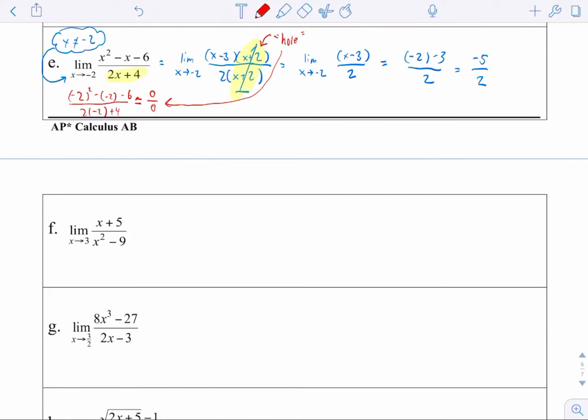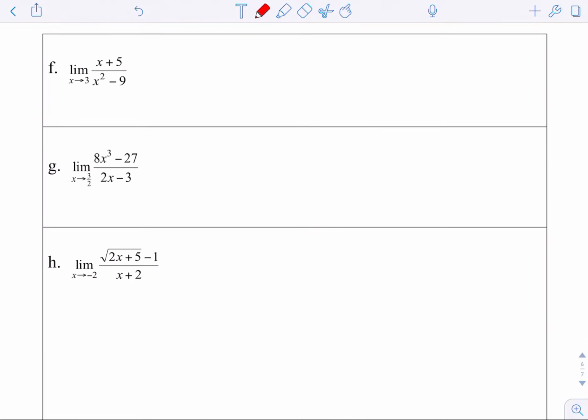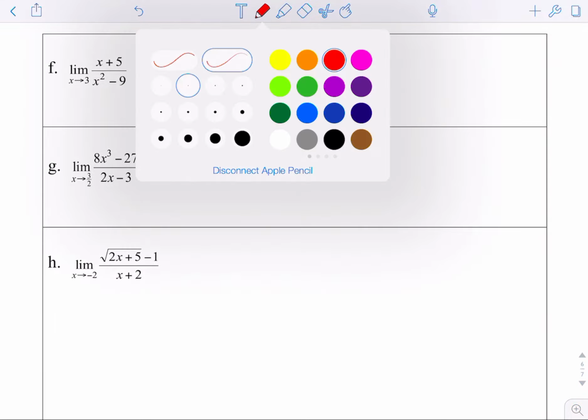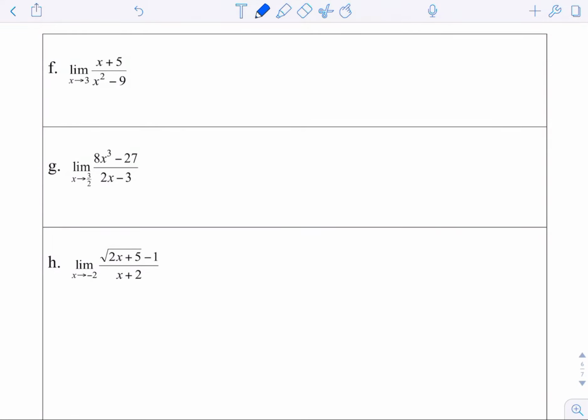Okay, so moving on to problem, I'm going to skip, I'm going to do F. So F, let's try that same strategy, just trying to plug in. I'm going to do it on the side in my head. Let's see what I get when I plug in 3. So 3 plus 5, 3 squared minus 9, I end up getting 8 over 0. So whenever you get a number over 0, that helps us know that this is a vertical asymptote.